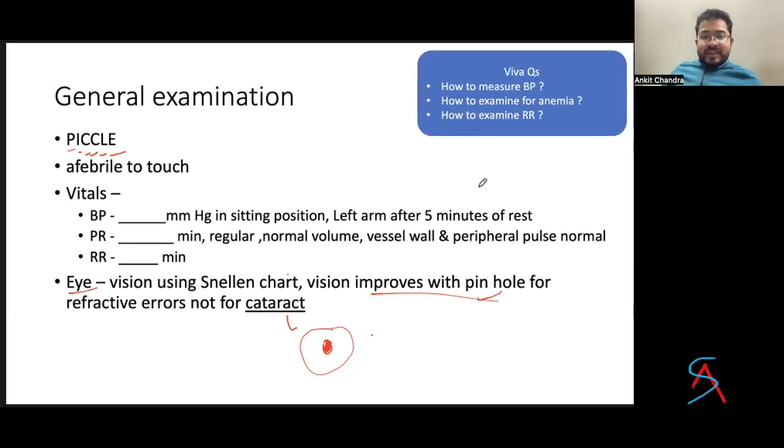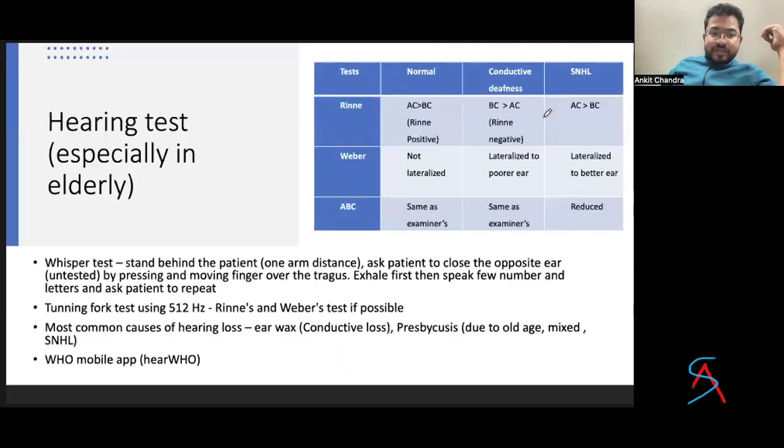In exam, they might ask you how to measure the blood pressure of the patient, what sounds you will hear, how you say this is systolic and this is diastolic, what the other ways are, how you look for anemia, and how you examine respiratory rate. So all these basic things will be asked, so be prepared for it.